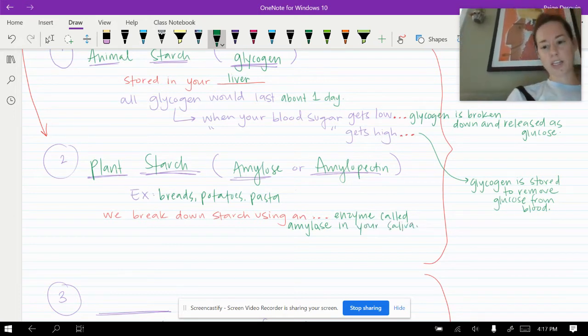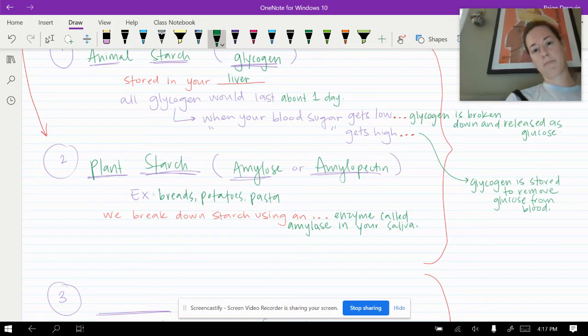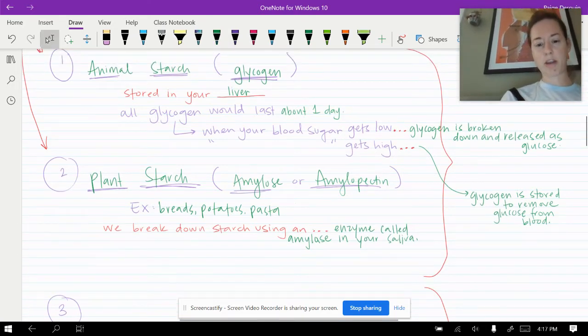So starches are actually digested in your mouth. A lot of other things are digested in your stomach, but not starches. And that's the reason why if you've ever like left a cracker on your tongue for a long time, it eventually will start to taste sweet. And it's because the starches are literally getting broken down into the simple sugars. And you can taste that happening. Kind of gross because it gets super mushy, but it's also science at work. So there you go.